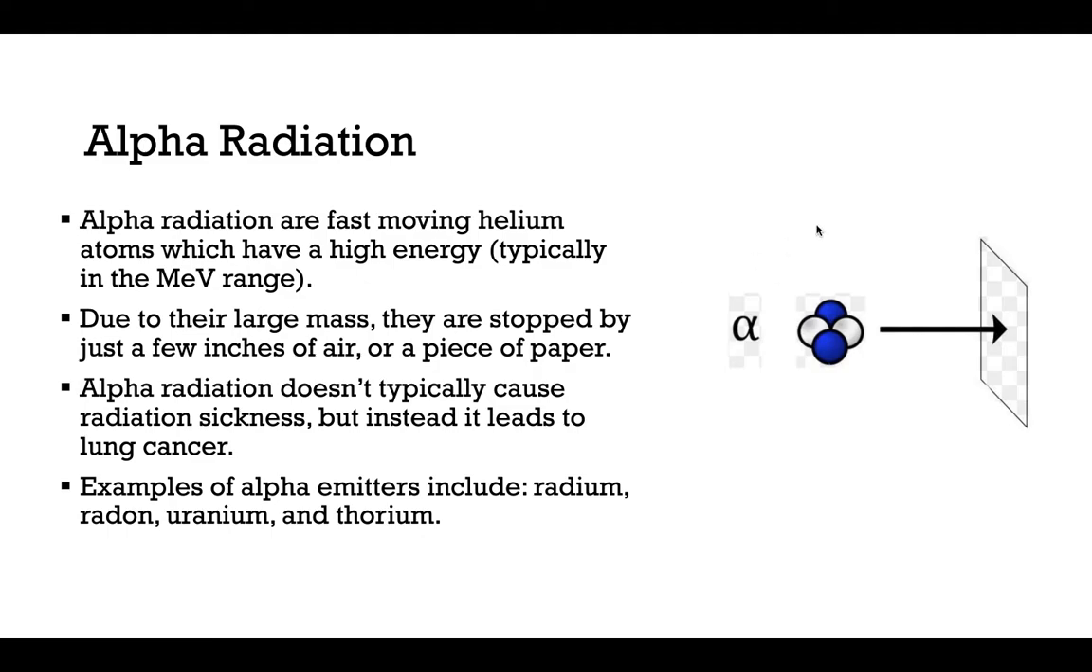Due to their large mass, as you can see here, this is the helium atom, which is in the alpha radiation. They are stopped within just a few inches by air or a piece of paper. Alpha radiation does not typically cause radiation sickness, but instead it leads to lung cancer. This is basically the dangers of the alpha radiation. Examples of alpha emitters include radium, radon, uranium, or thorium.